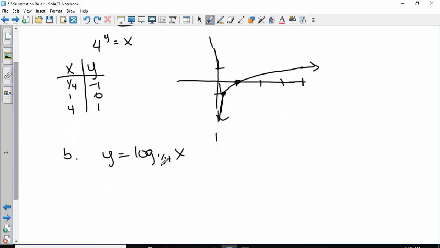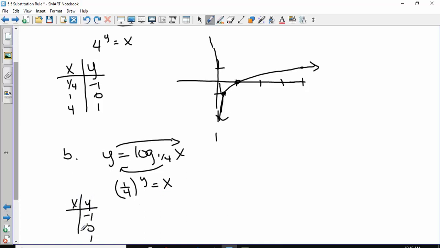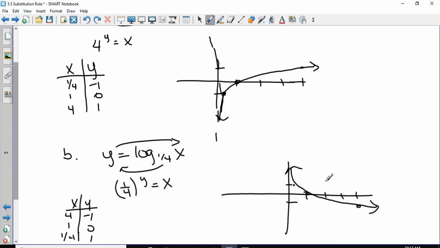On B, same idea. Change it to an exponential. So it's 1/4 to the y equals x. So if you make your t-chart, you're plugging in for y. 1/4 to the negative 1 is 4. 1/4 to the 0 is 1. 1/4 to the first is 1/4. And then plot your points. Is that one okay?